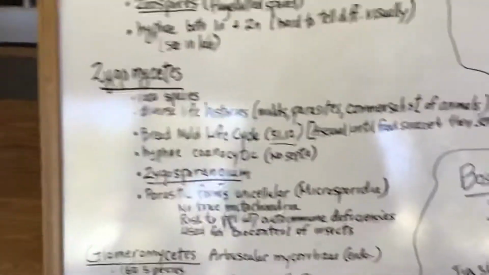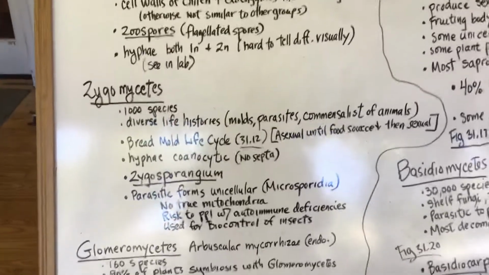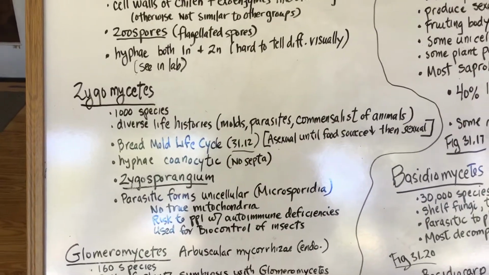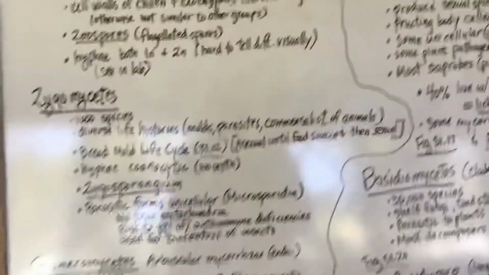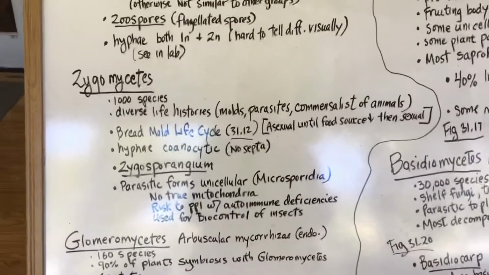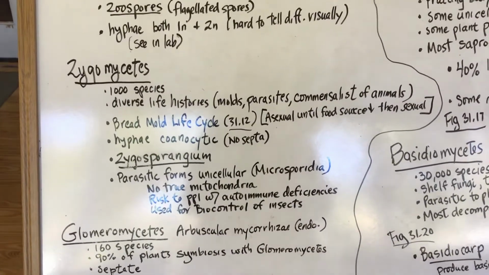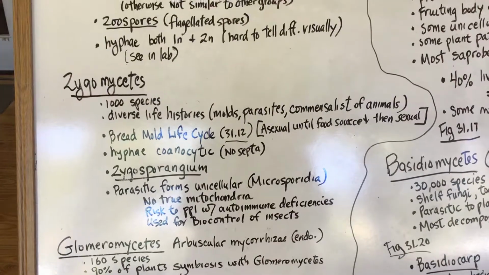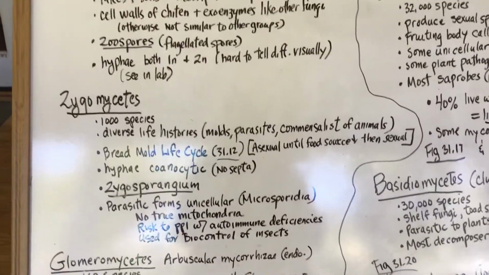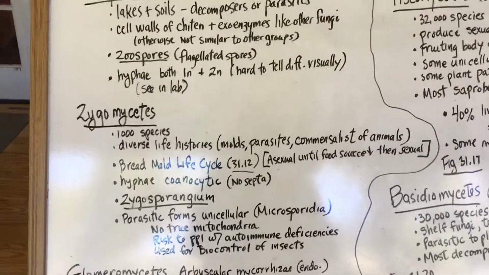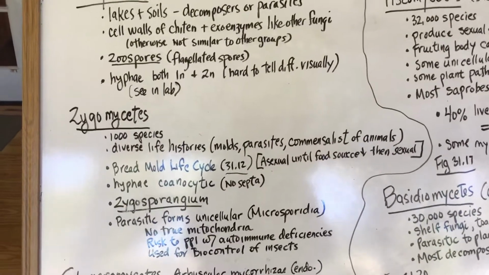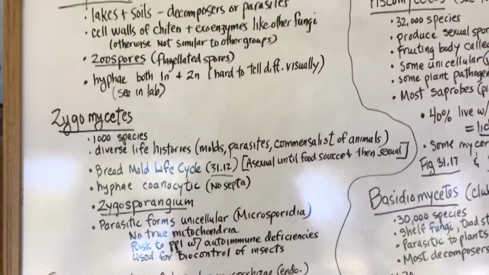The zygomycetes are a little easier to tell apart from other things visually. For one thing, they have a zygosporangia, and as we go through the life cycle, you're going to see that has a very distinctive look to it. There's over 1,000 species in this group. They have really diverse life histories. There's some molds, so they'd be unicellular. There's some parasites. There's some commensalistic relationships with animals, as well as decomposers.